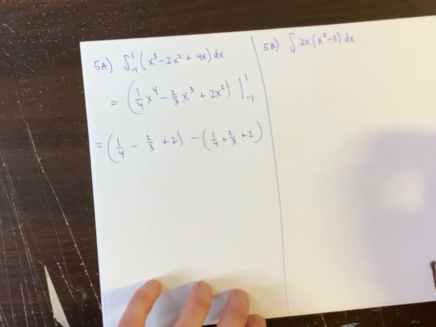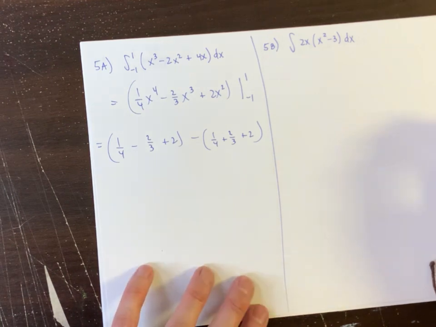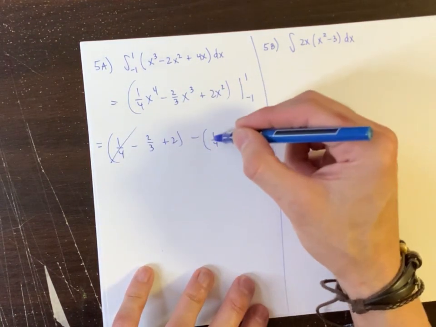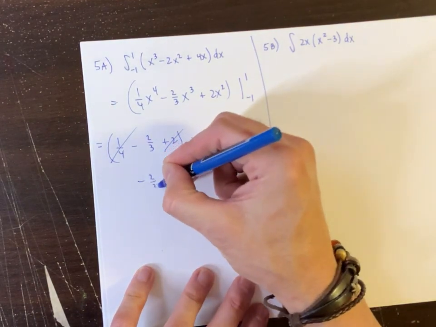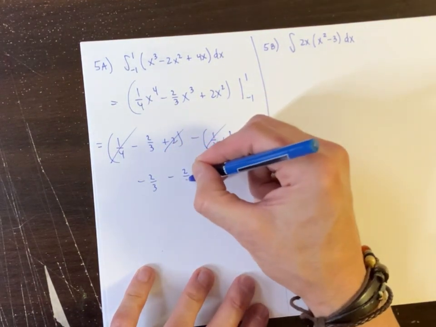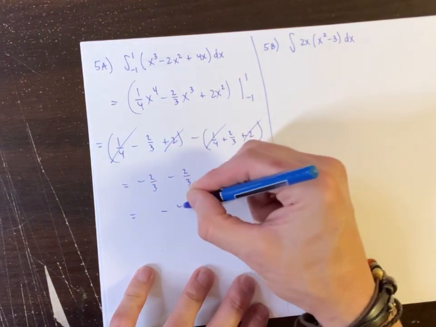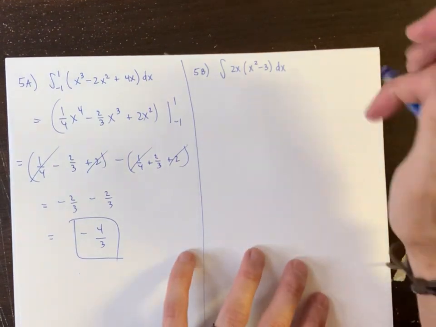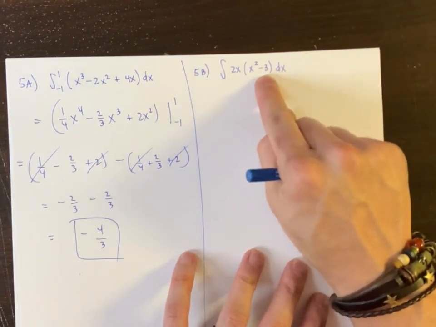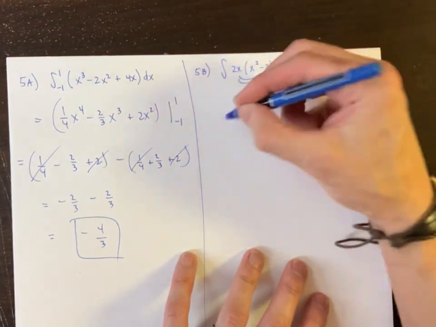And then things should eliminate. Let's see, what goes away? The 1/4 knocks out the -1/4. The 2 knocks out the 2. So we're left with -2/3 minus 2/3, which is -4/3. Final answer. Here, some people would make a u substitution, which you can't, but I'm just going to distribute.